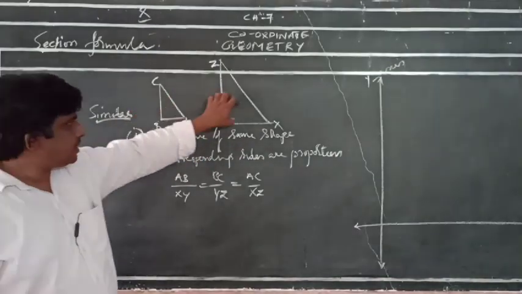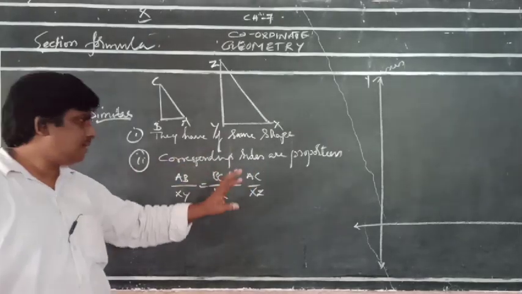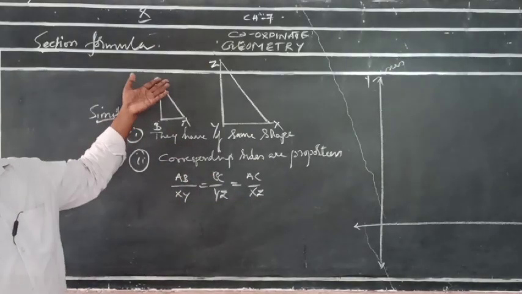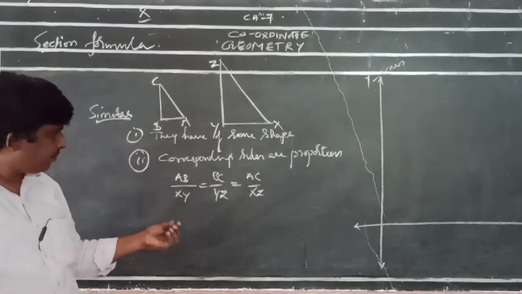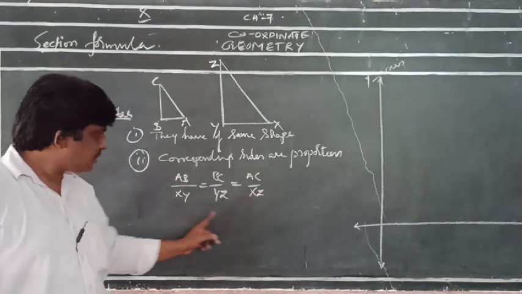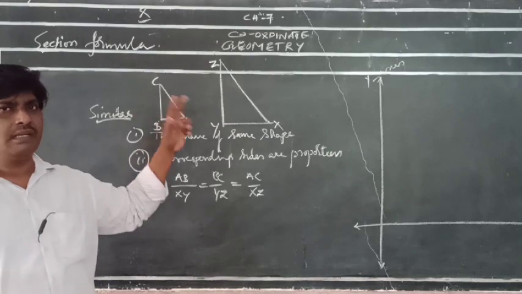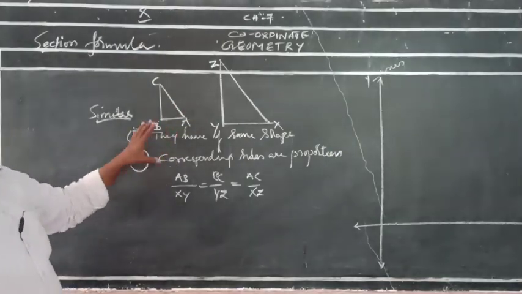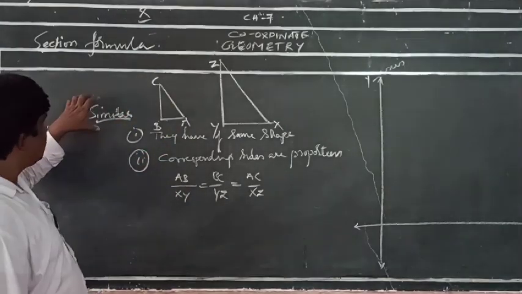So these two triangles are similar if and only if the corresponding sides' ratios are equal. Understood? So here two triangles are similar. What condition will we get? We will get AB by XY. That means corresponding sides' ratios are equal. If corresponding sides of two triangles are in the same ratio, then they are similar. This is the thing you people learned in the 7th class.